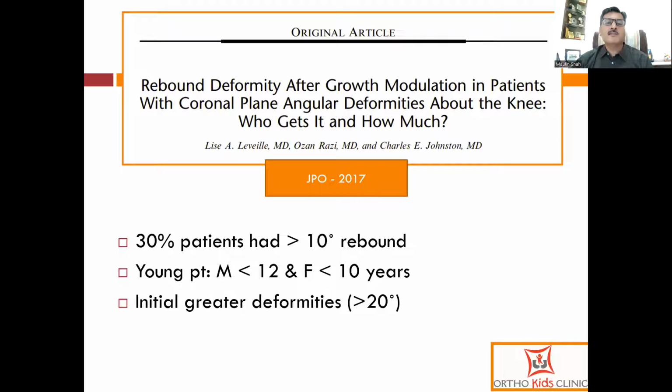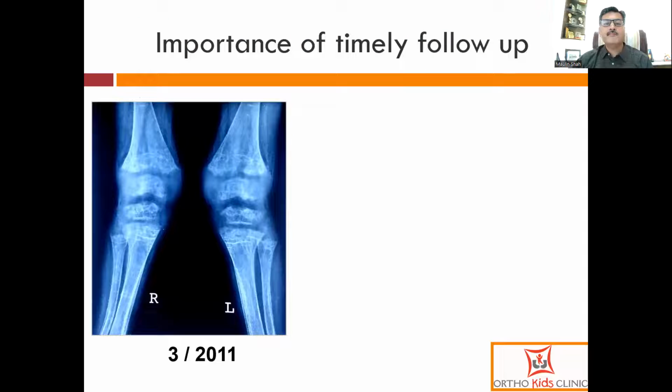Now, this paper published in JPO 2017 mentions that 30% of patients had more than 10 degrees of rebound. And which patients have more rebound? Younger patients. Male children less than 12 years and females less than 10 years have a high chance of rebound. And when the initial deformity is more than 20 degrees, they have rebound. So you can plan to remove the implants with a bit of overcorrection in this subset of patients, while in other patients with lesser deformity, you can remove when the mechanical axis is neutralized. And the importance of timely follow-up is very important.